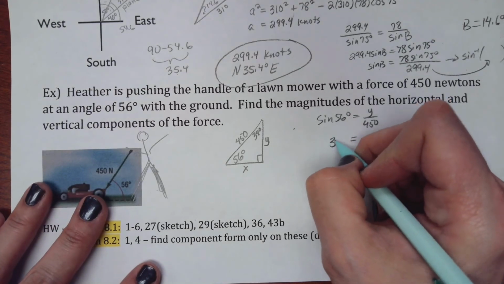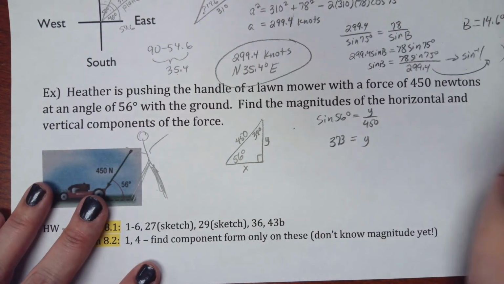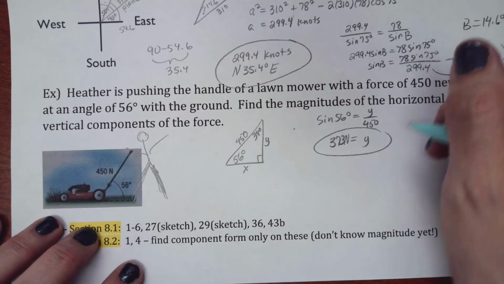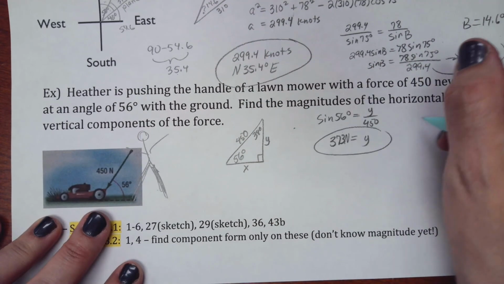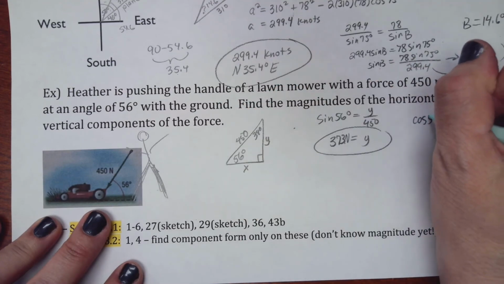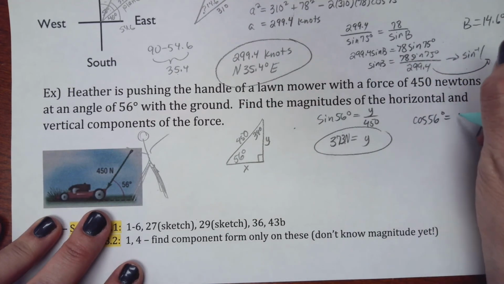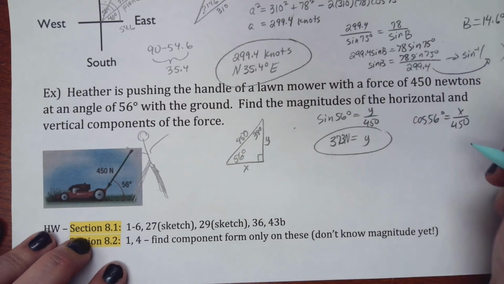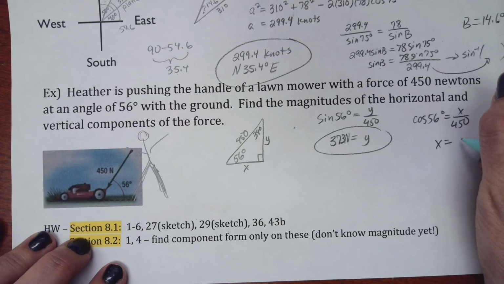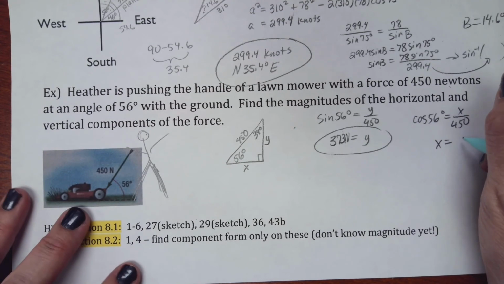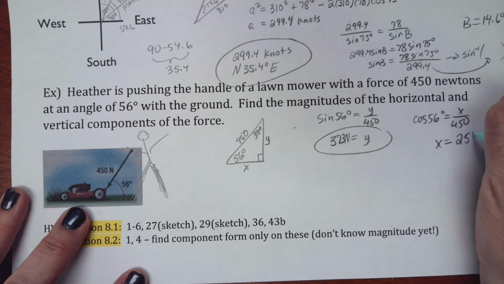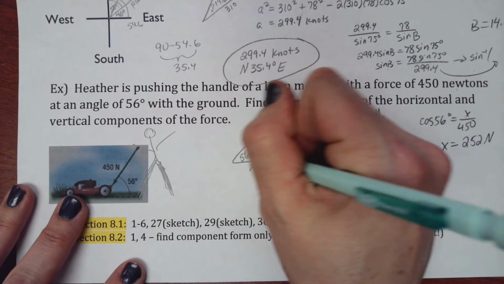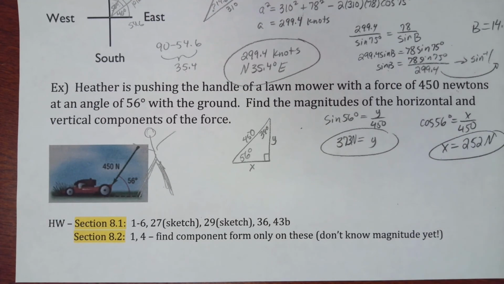373. And that would be 373 newtons, because we're in newtons here. All right, and so that would be the vertical component, right? And then the cosine of 56 would be the x over 450. So I just multiply those across there, you get x equals 252 newtons, right? So basically the magnitudes are the lengths of these things, right? And so those are my two answers to that question.